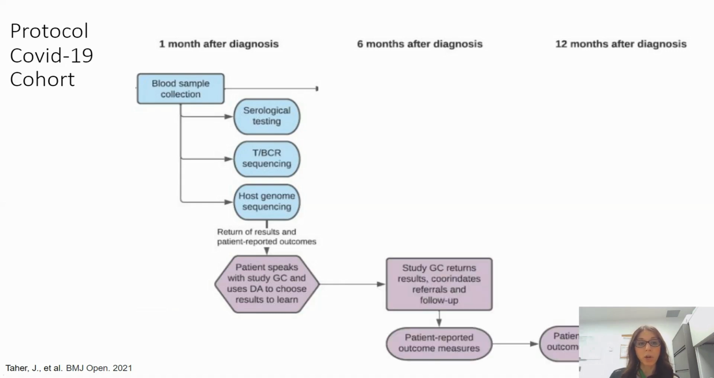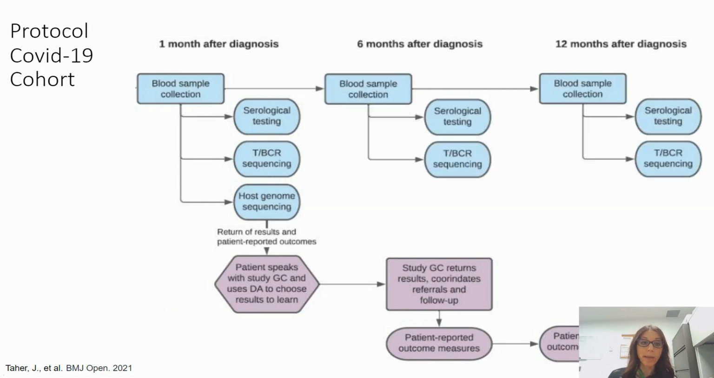The genetic results are returned at the 6-month time point where a follow-up is booked and patient outcomes are assessed, where we hand out surveys to understand the impact of returning these types of results back to our participants. At 6 and 12 months, we continue to do 2 more additional blood draws to assess serological and T and B cell receptor response longitudinally.